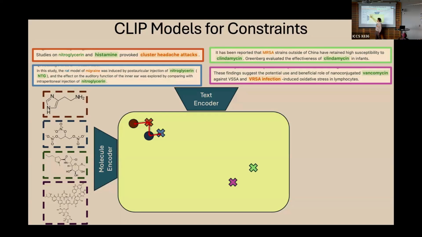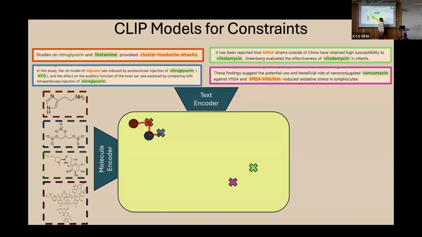The supervision is, I want the embedding for histamine to be close to the embeddings of the text that mentions histamine, right? So this is histamine, the molecule. This is text that mentions histamine, and I want those vectors to appear close together, right? So, why will these two appear close together?